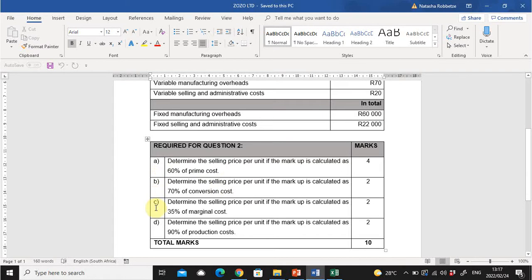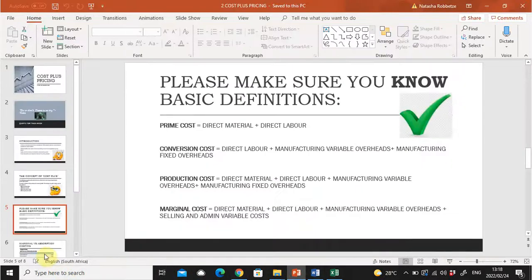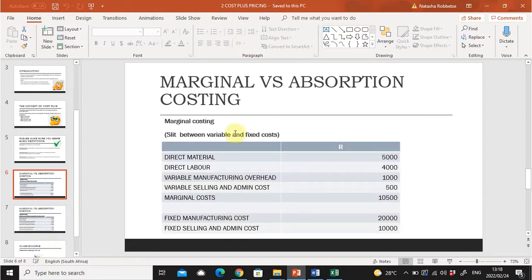Then they say determine the selling price per unit if the markup is 35% of the marginal cost. Again, we need to know what the definition is of marginal cost. Since we are using marginal costing, we will have to refer to our marginal layout, which means that we split the costs between variable and fixed cost in our income statement layout.